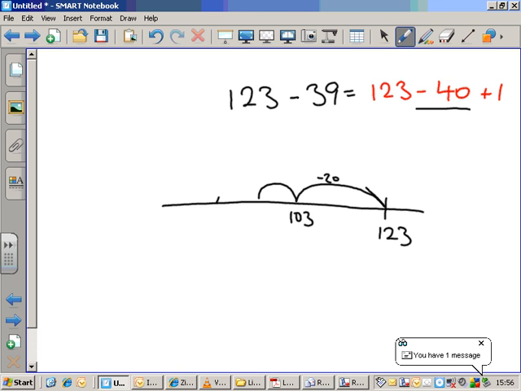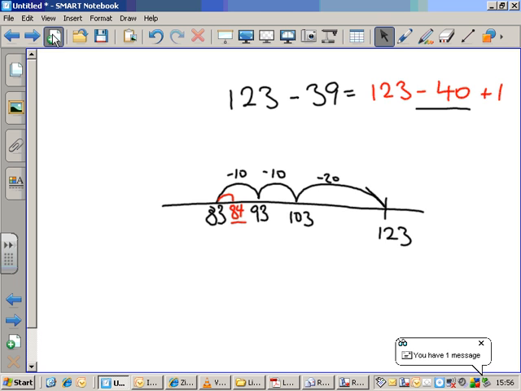Shall I go down 10 at a time? Take away 10 from 103, gets me to 93. And 10 again, 93, take away 10, easy peasy, right? 83. I've taken away 40, now add 1, 83 add 1, 84. There's my answer. Again, I think the hardest thing there is crossing the hundreds boundary. And I think that's something you can do as long as you manage it carefully.